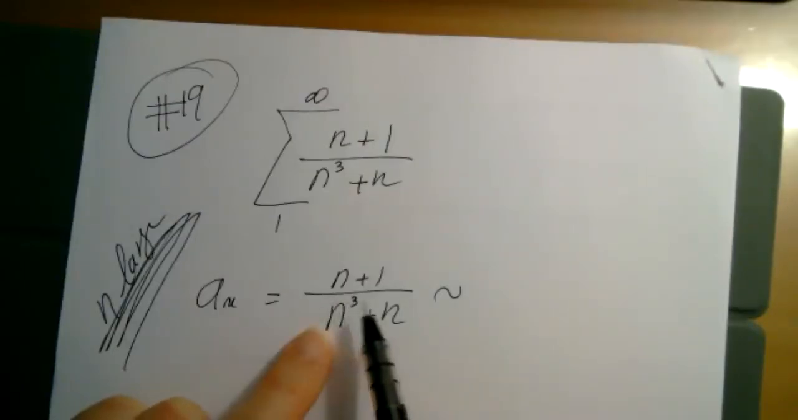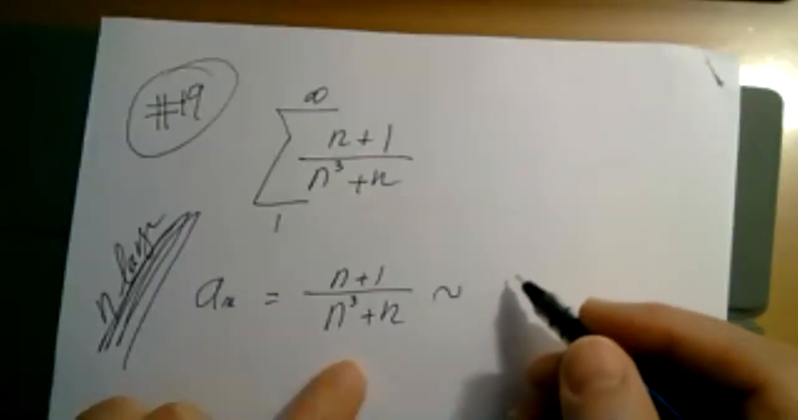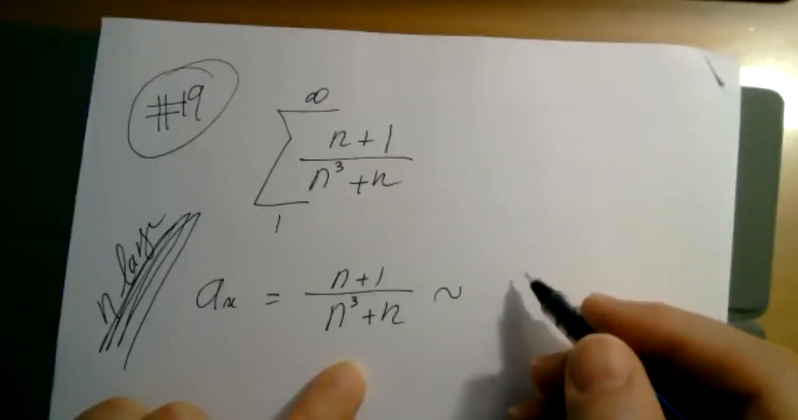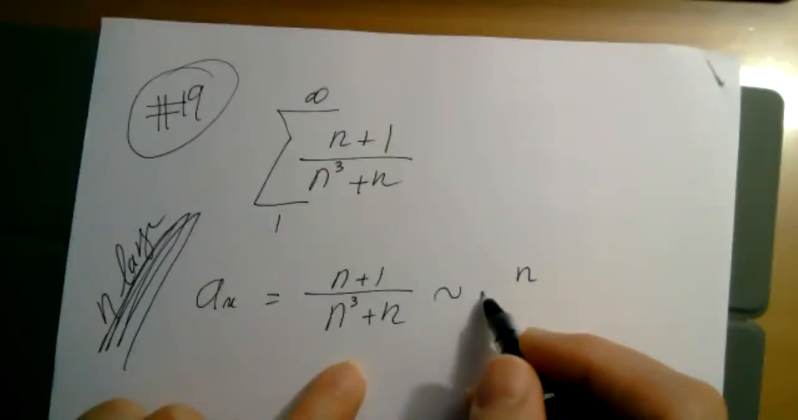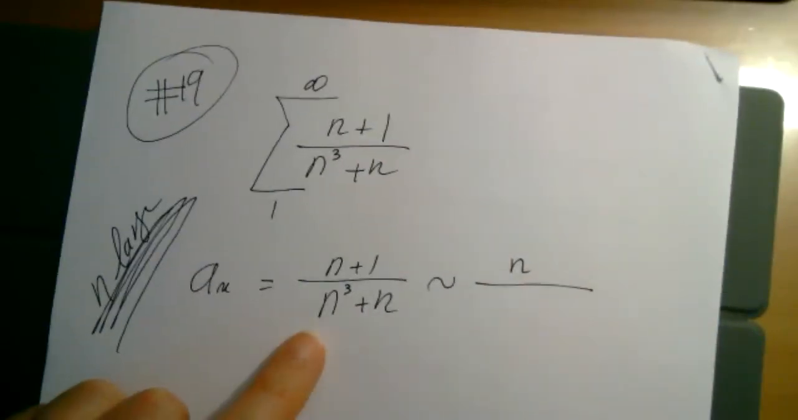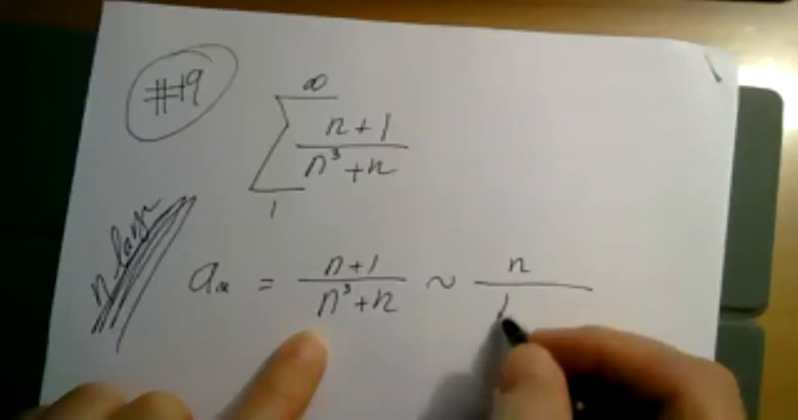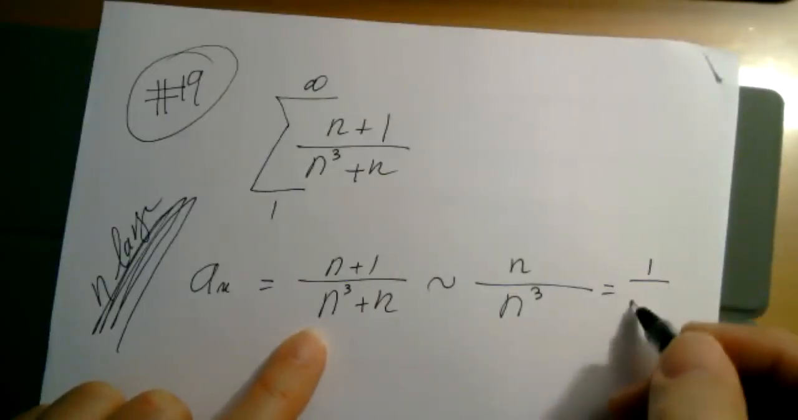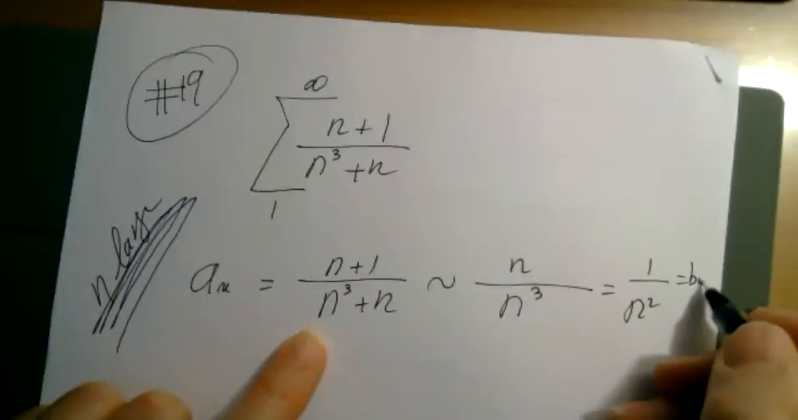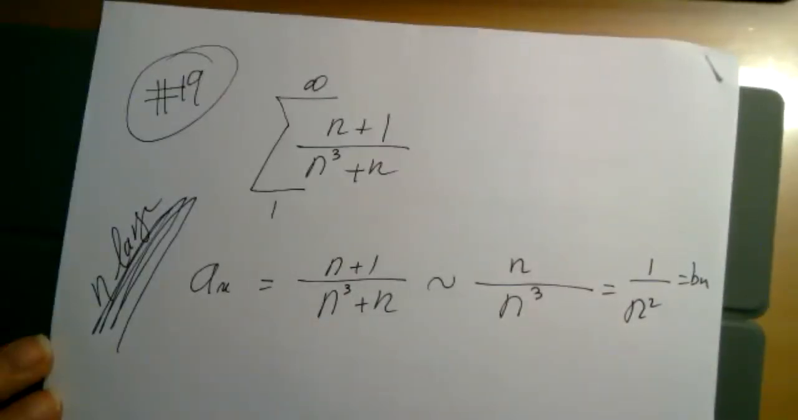When n is large, the numerator behaves like what? Quickly. n, that's the numerator. Denominator, I do it piece by piece. n to the power 3 plus n. When n is very large, n cubed. The term with the highest power really is going to take over. That's n cubed. So now this is going to give me 1 over n squared. And this is the bn I'm going to go after.